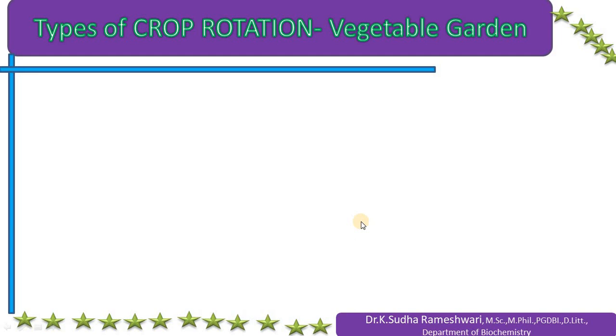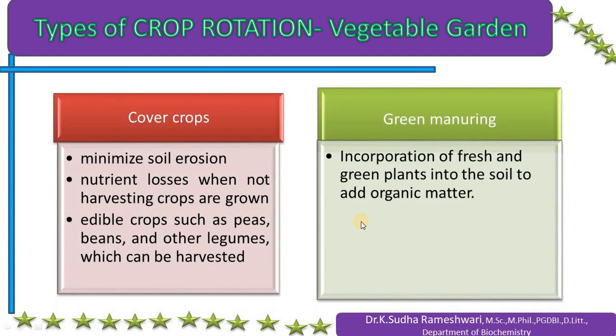Next we see about types of crop rotation in a vegetable garden. In a vegetable garden, crop rotation may only involve other vegetable plants grown to be harvested as usual, but can also include cover crops and green manures. Cover crops are grown to minimize soil erosion and nutrient losses when crops are not being harvested. Cover crops include edible crops such as peas, beans and other legumes, which can be harvested and can also be used as a green manure. Green manuring is the incorporation of fresh and green plants into the soil to add clean organic matter.